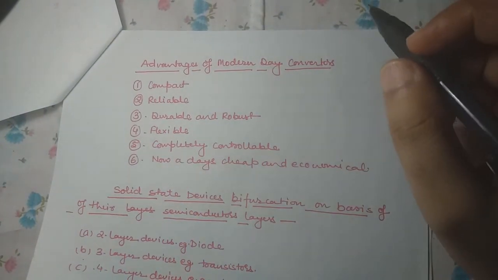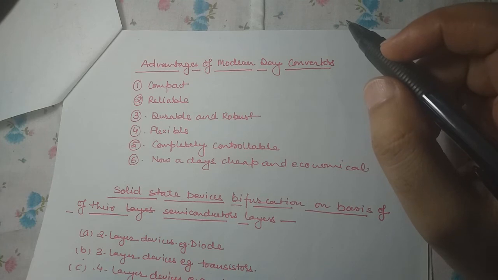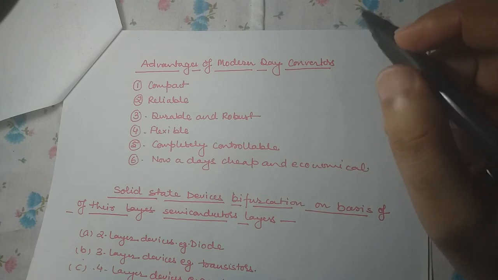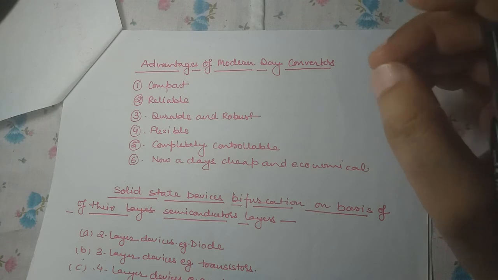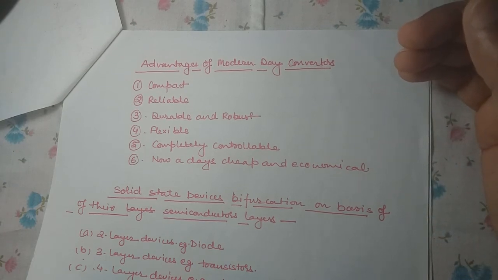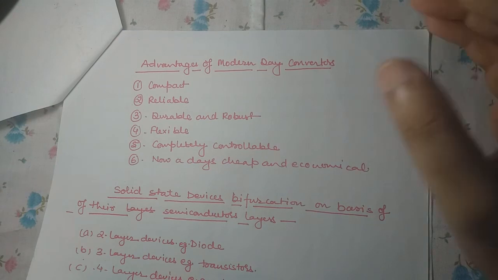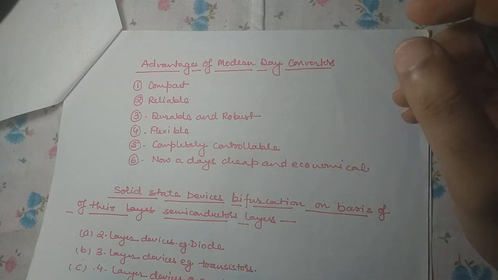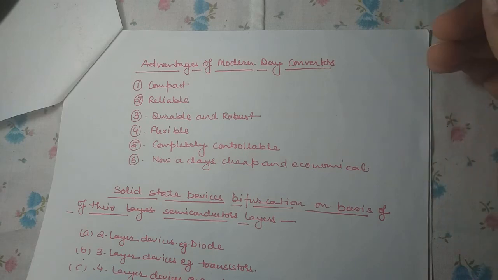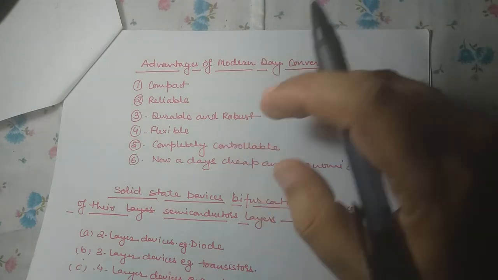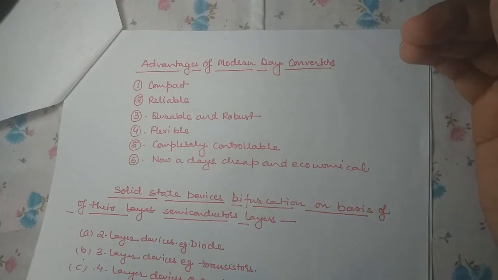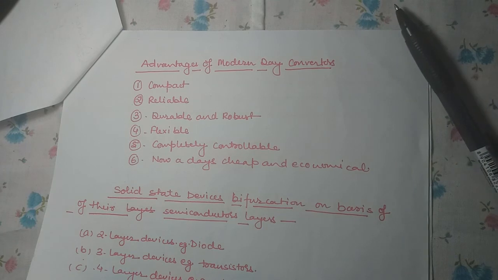The next is durable and robust. Durable and robust means they are less prone to failure due to change in temperature, change in moisture content in the air, or maybe due to some mechanical vibration of the device. Earlier, the glass valves were very sensitive to mechanical vibrations and change in temperature, etc. But these modern devices are very durable and robust in comparison to those conventional or older glass valves.